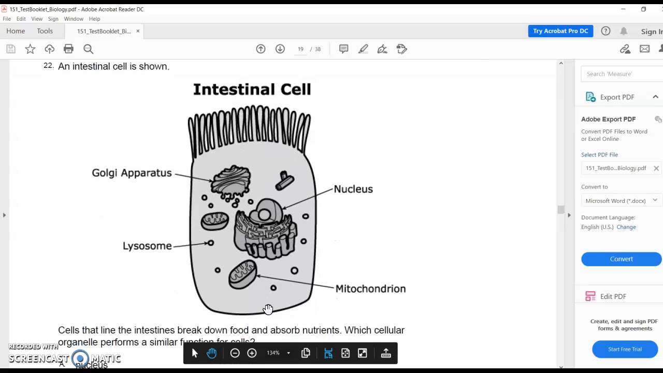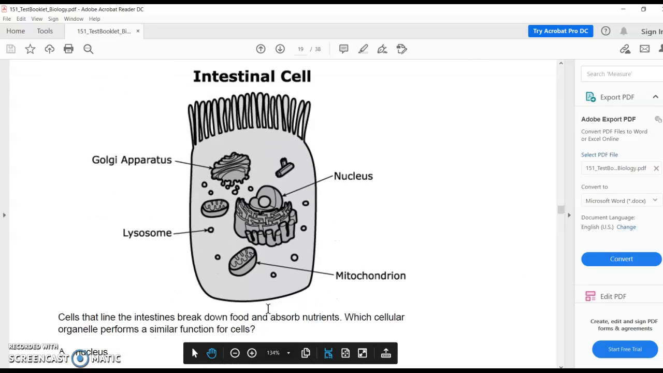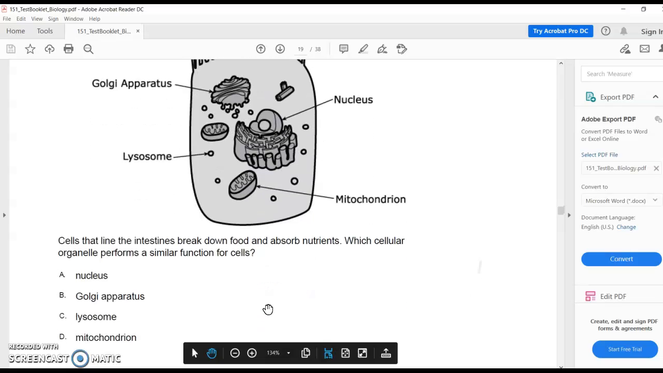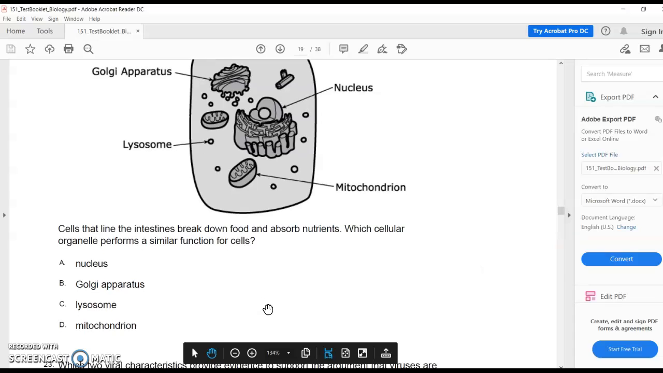Moving down to 22, talking about absorption of nutrients. So it says, which organelle performs a similar function for cells there with absorption of nutrients and breaking down things?